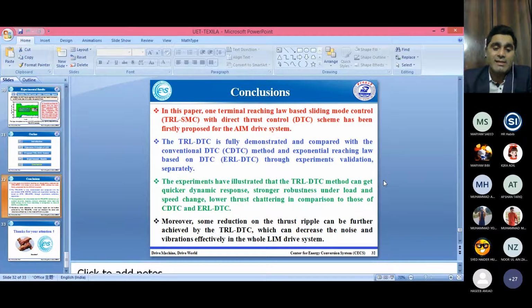experiments and validated separately. The experiments have illustrated that the TRL DTC method can get quicker dynamic response. It means it is faster than the PI control. It has stronger robustness under load and speed change, and low thrust chattering in comparison with both CDTC and ERL DTC. Moreover, some reduction in the thrust ripple can be further achieved by using TRL DTC, which can decrease the noise and vibration effectively in the whole LIM drive system.